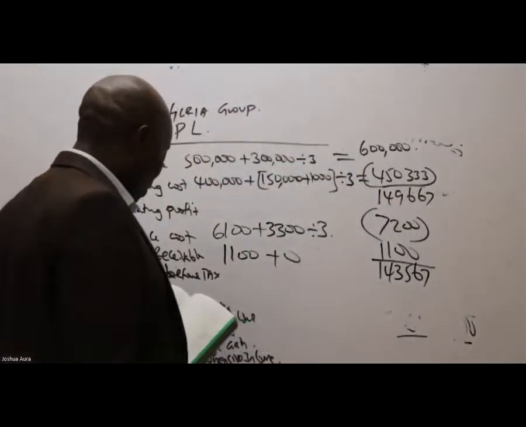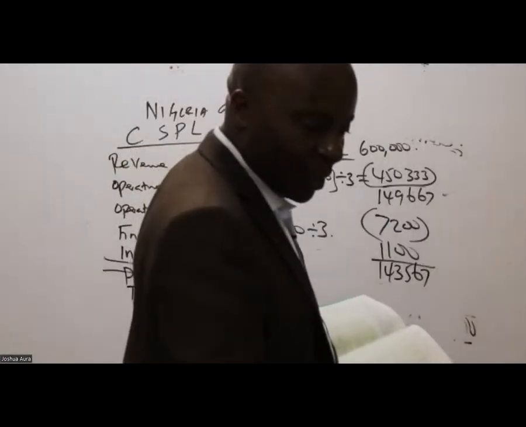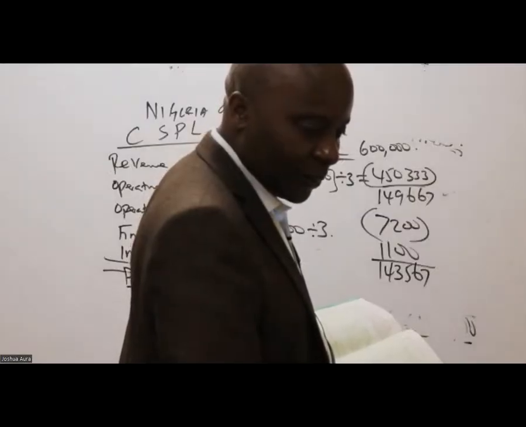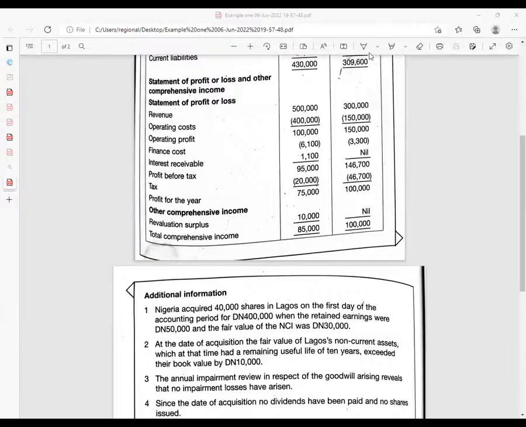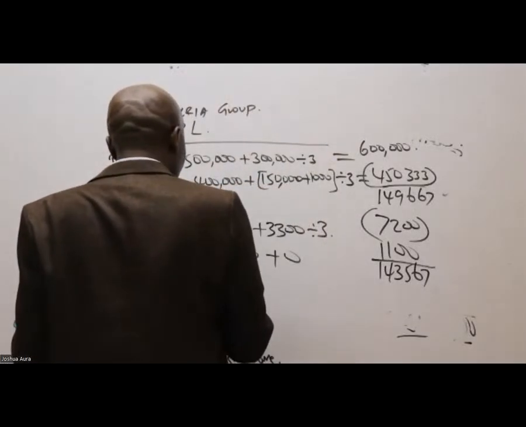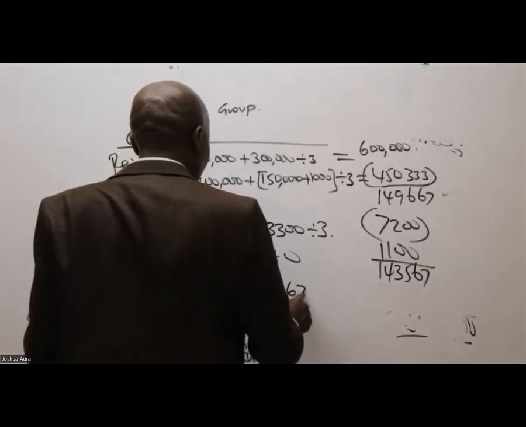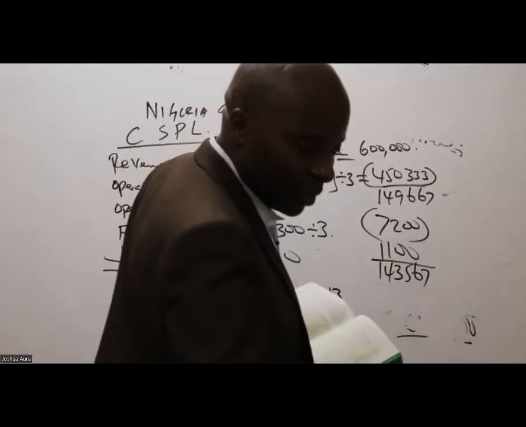The tax that I'm able to see here is 20,000 plus 46,700. So 20,000 plus 46,700 divided by 3.